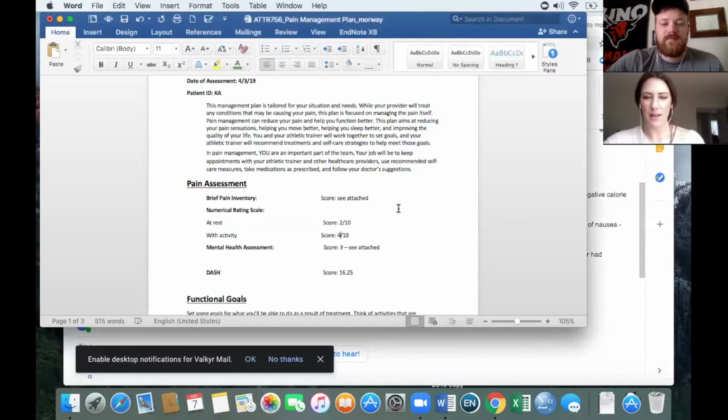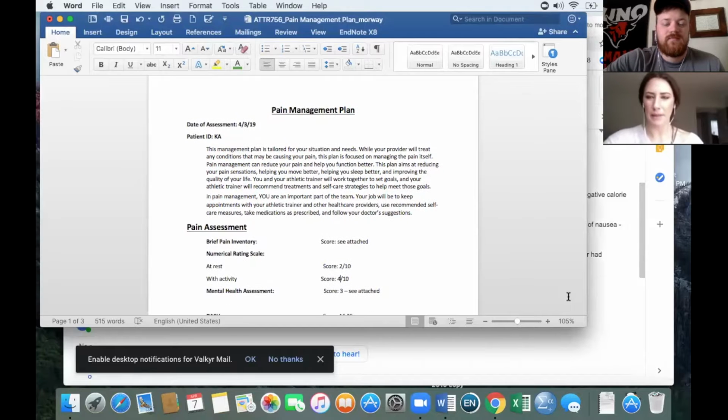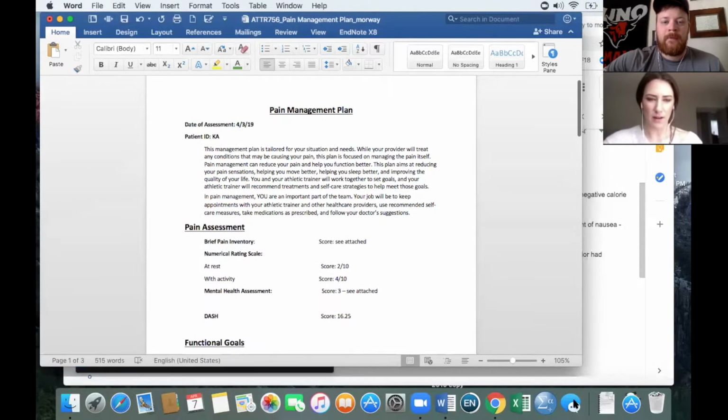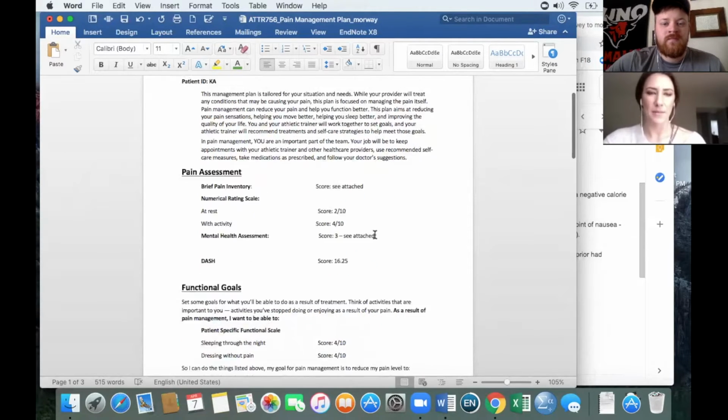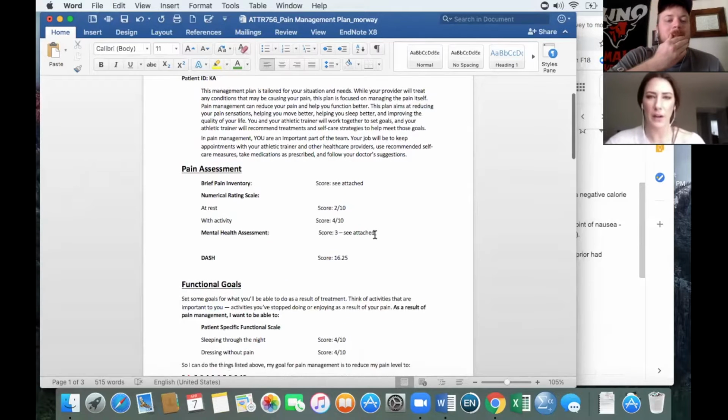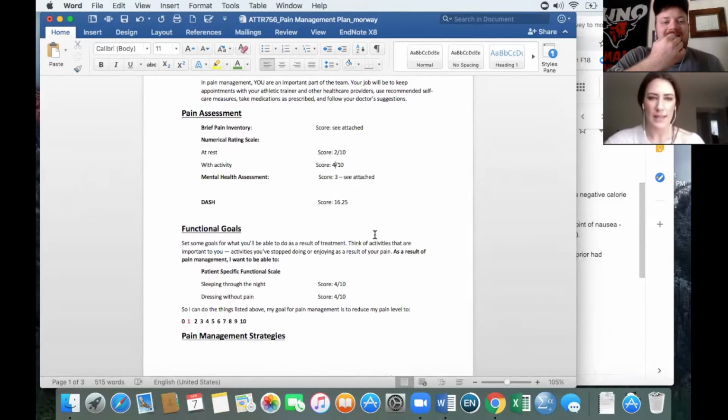Okay, so my pain management plan is for a 58-year-old woman with shoulder pain. Looking at a few different things, I decided to use a variety of testing measures to really see where her pain level is at and get a good read on how to move forward with addressing the pain. As a general sense, I usually use the numeric rating scale.